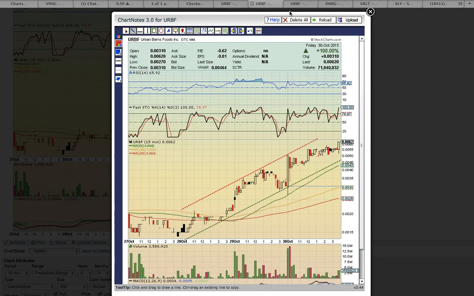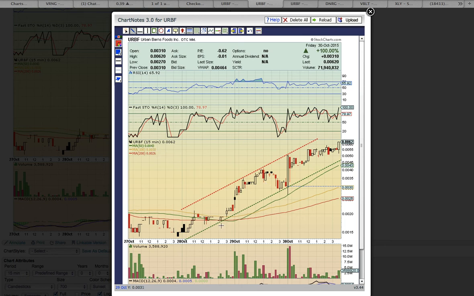If you look at the next chart, this is the URBF 15-minute chart. Each candle represents 15 minutes of trading. This is a 4-day chart. As you can see, there's this very nice uptrend. Look how strong this uptrend is here. Candles are riding above the 50, the 100, and the 200-day moving average.